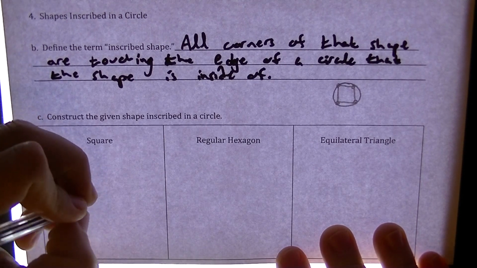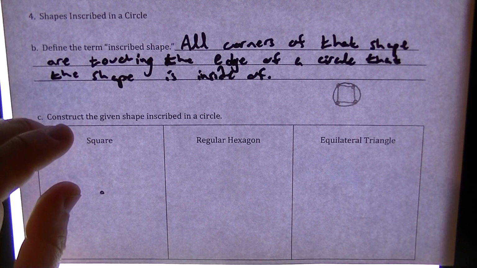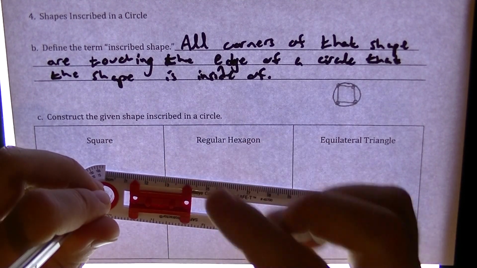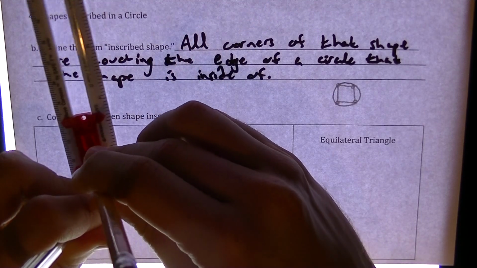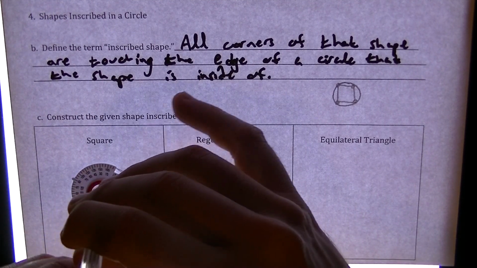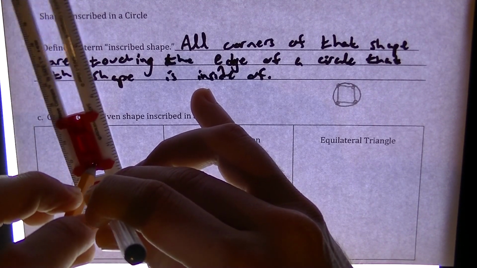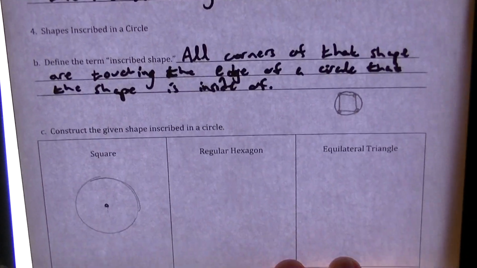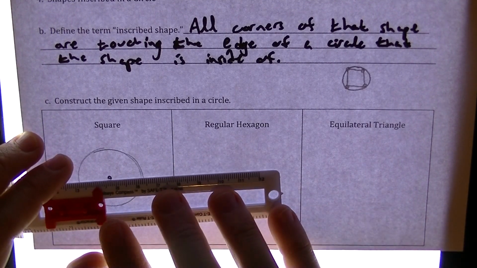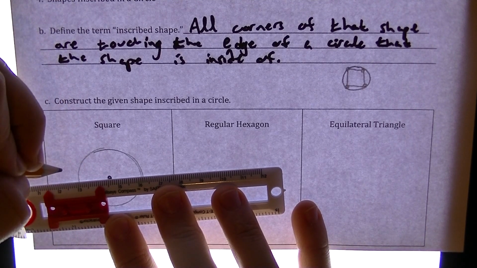First thing I need for any of these is a circle to put my shape inside of. So I'll make a point, and I'm going to do my best to make a circle all the way around. That wasn't that painful. Once I've made the circle, what I now need to do is just draw a diameter through that circle, just a line from one edge to the other that hits the center of that circle. This is for drawing a square inscribed inside of a circle, by the way.